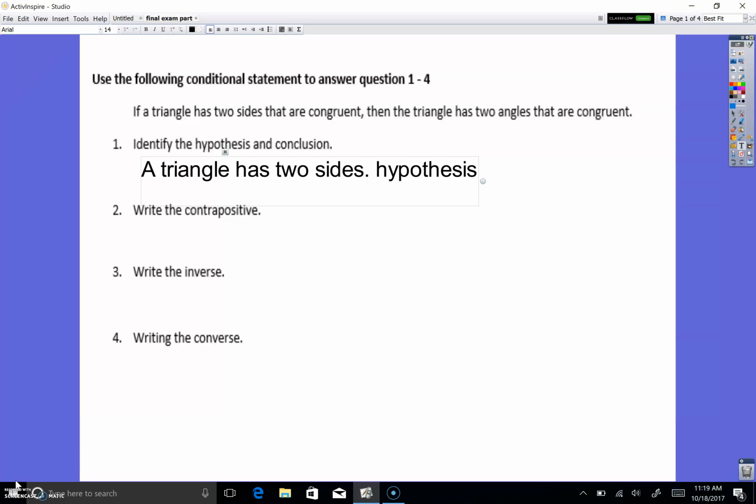The conclusion is the then part. The triangle has two angles that are congruent. Or just say it has two congruent angles. Okay? And that part right there is your conclusion.